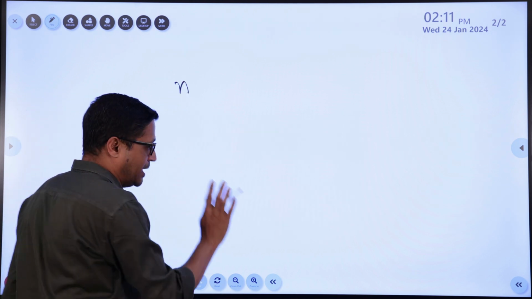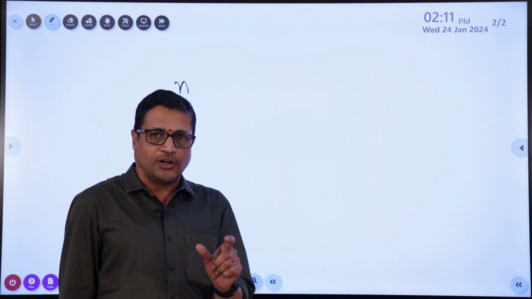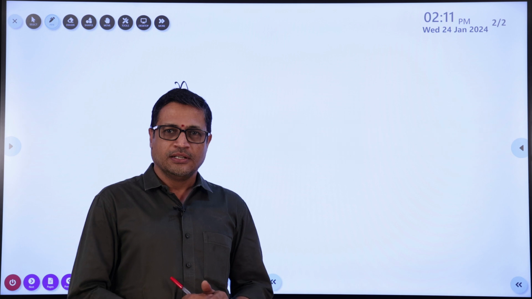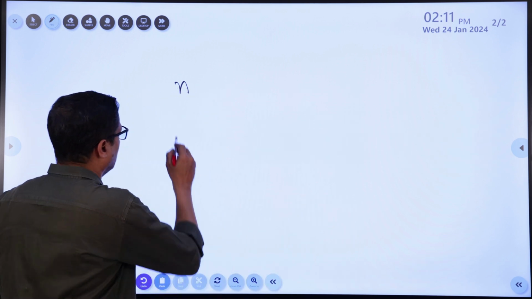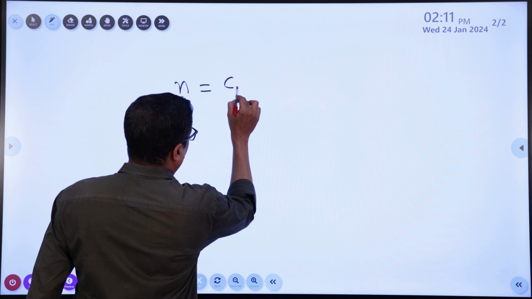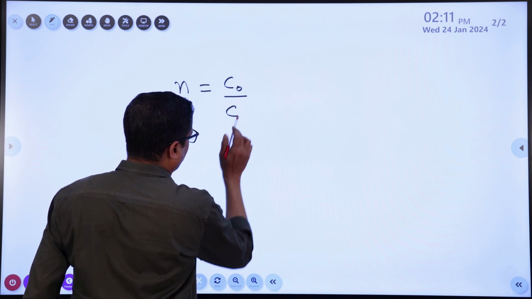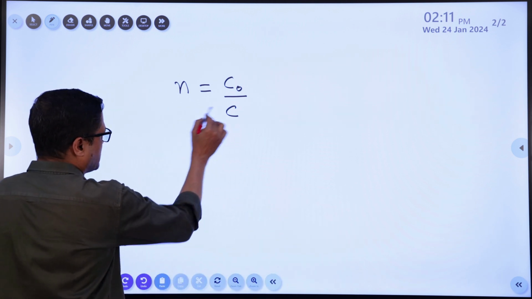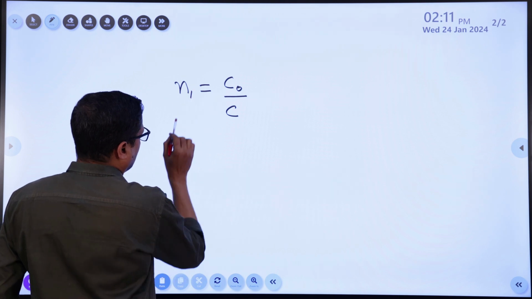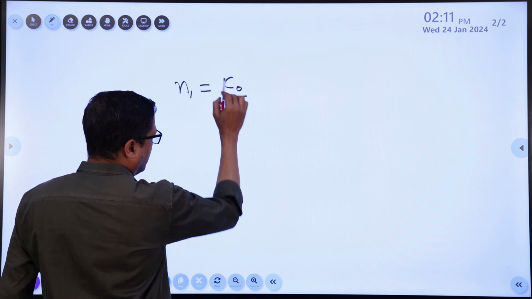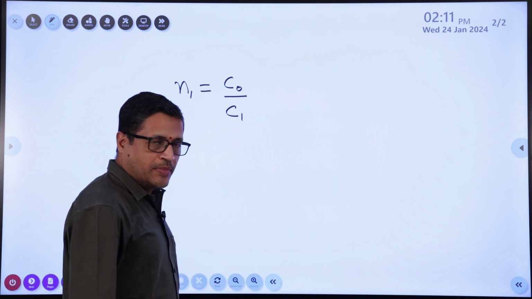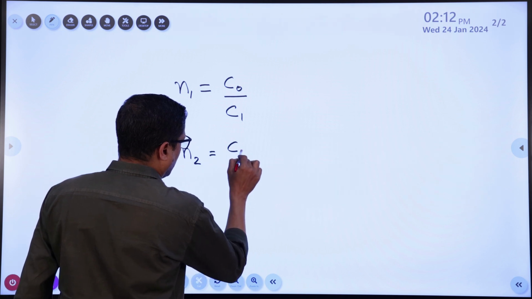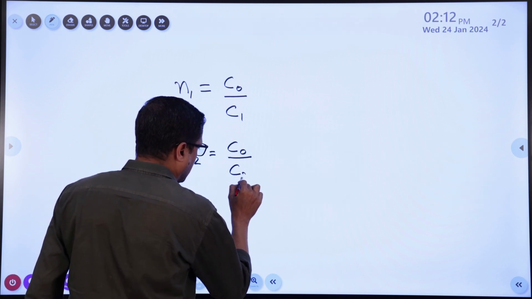Refractive index of a medium, and here I would like to add a word called absolute refractive index. Absolute means you can understand it in a way like the ultimate, right? So the absolute refractive index of a medium is defined as speed of light in vacuum to speed of light in that medium. Now, since we are considering medium 1 and medium 2, let us add subscripts to this. Refractive index of medium 1 is the ratio of speed of light in vacuum to speed of light in medium 1. Similarly, refractive index of medium 2 will be given as speed of light in vacuum to speed of light in the medium 2.